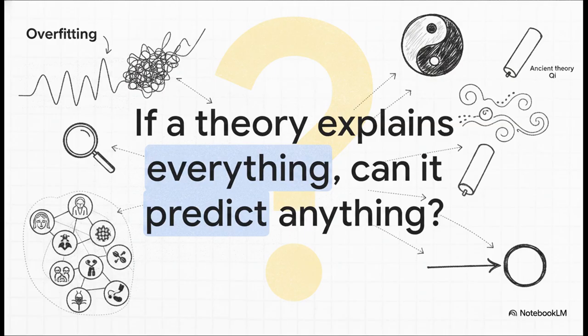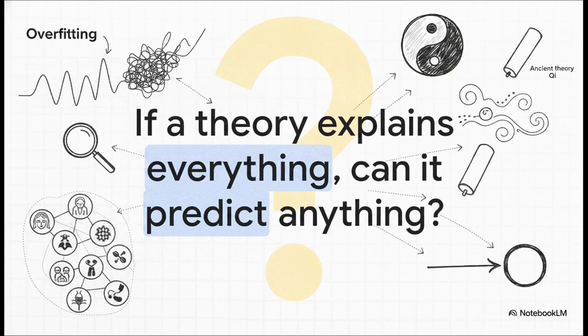We really have to ask a hard question about what we call overfitting. In modern statistics and machine learning, overfitting happens when a model is so overly flexible that it perfectly explains all past data but fails entirely at predicting any new data. If an ancient theory can perfectly explain any symptom after the fact, by simply shrugging and saying, oh, it was too much yin or blocked qi, is it actually capable of predicting a future outcome?